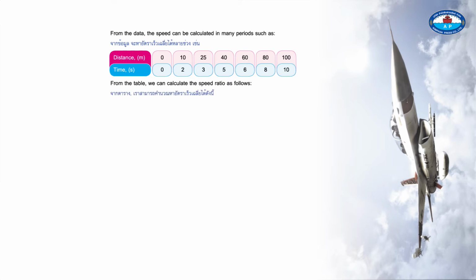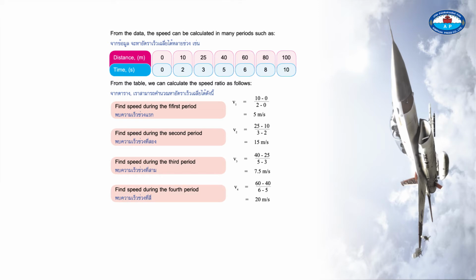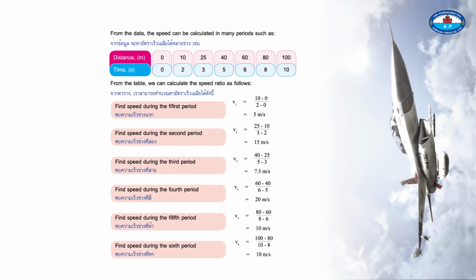From the table, we can calculate the speed ratio as follows. Find speed during the first period. Find speed during the second period. Find speed during the third period. Find speed during the fourth period. Find speed during the fifth period. Find speed during the sixth period.